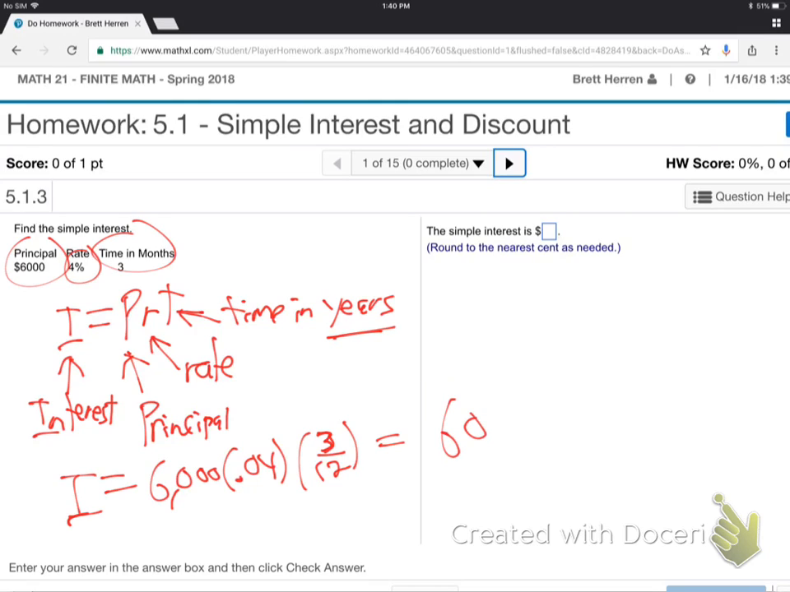Did you guys get $60 on that? So I did 6,000 times 0.04. When it comes to the fraction, I just multiply the number on the top, divide the number on the bottom. Times 3 divided by 12. That's what a fraction means, right? Top number multiplied, bottom number divided. $60 on that. Good? That's the simple. So that's the interest. Notice if you put $6,000 in the bank at 4% interest for 3 months, you're going to earn interest of $60. That's what that means.